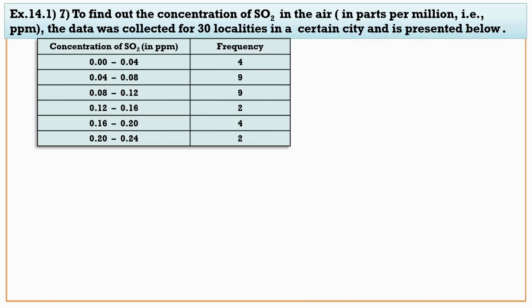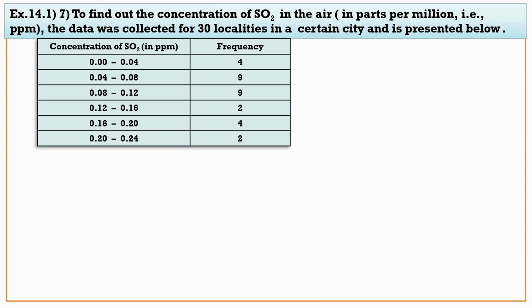Now let's take a look at the next problem. To find out the concentration of SO2 in the air, that is in parts per million or ppm, the data was collected for 30 localities in a certain city and is presented below. Okay, so concentration of SO2 in ppm is given. That is going to be the class interval. And in a certain city, what is the concentration? That is given in the frequency.